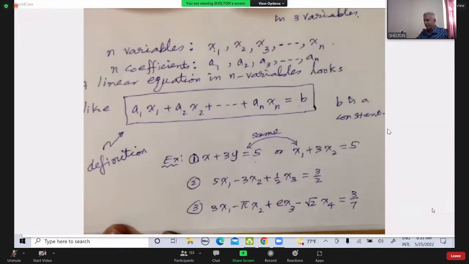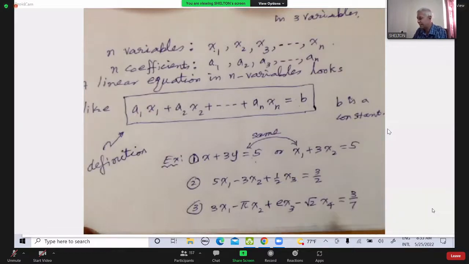Crazy looking numbers are there, no? This is okay. 3x1, a1 is 3, a2 is minus pi. Pi is a real number. And plus e x3. Remember that e is roughly 2.718. Here pi is roughly 3.14 or 22/7. We know these two are irrational numbers. Minus square root 2, something like 1.4 approximately. x4 equals 3/7. Our b is 3/7.